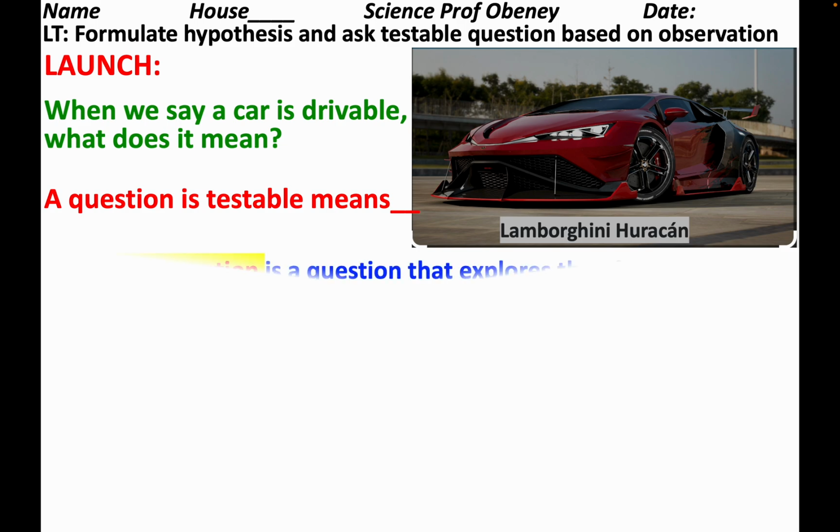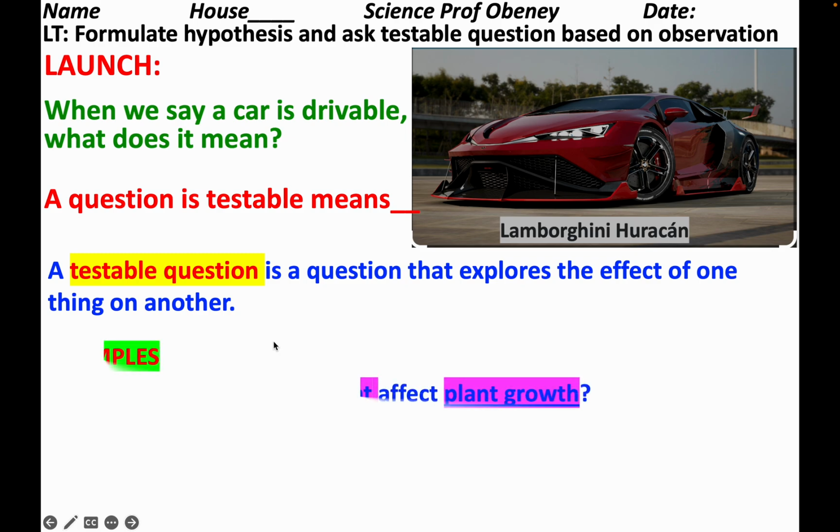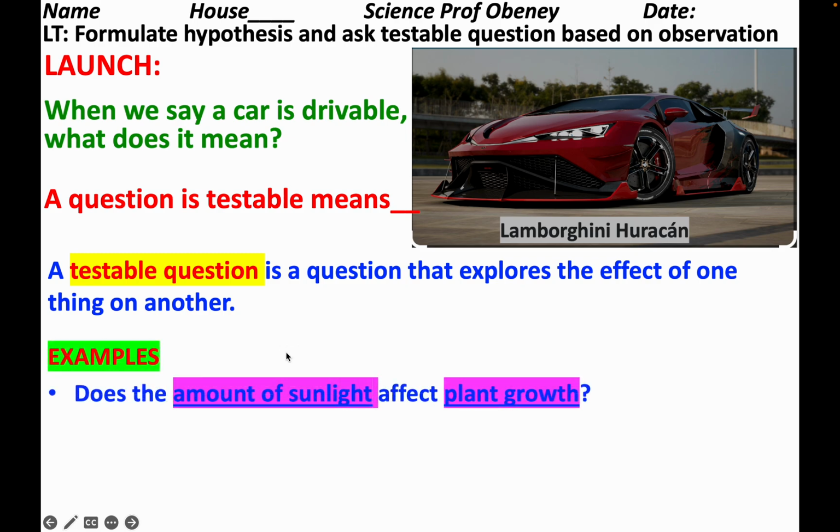A testable question is a question that explores the effect of one thing on another. The testable question has the cause and the effect. And here are some examples. Does the amount of sunlight affect plant growth? In this testable question, we have the cause, amount of sunlight, and we have the effect, plant growth. And remember, a testable question needs to end with a question mark.